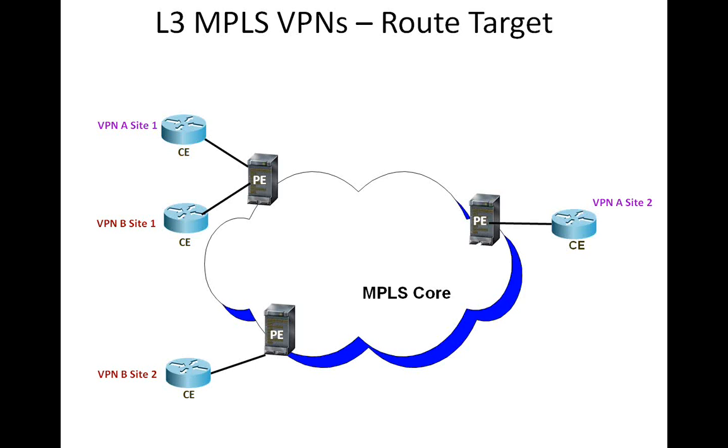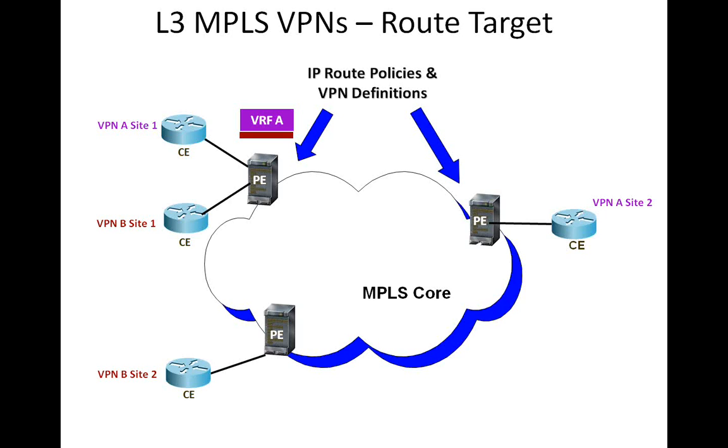Now let's look at the slide here. On the top we have a peer router which is providing service to two different VPNs, VPN A and VPN B, and they have their corresponding remote sites. VPN B site 2 is all the way at the bottom, and VPN A site 2 is all the way to the right. Now let us see how we can use the route targets to ensure that there is connectivity between the sites of VPN A and then the sites of VPN B.